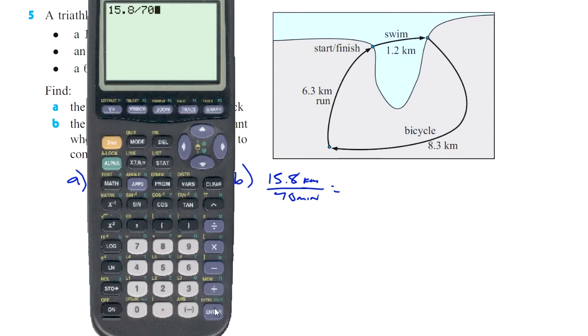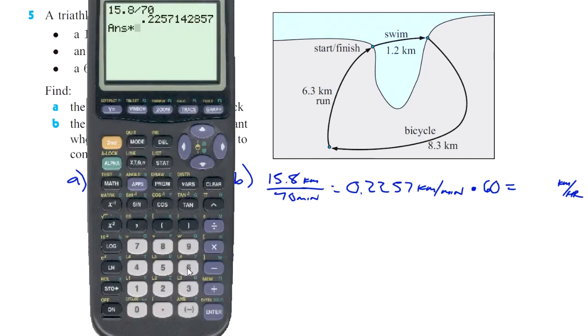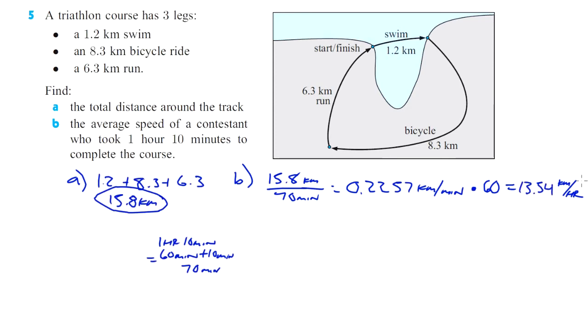15.8 divided by 70 gives us 0.2257, and that is kilometers per minute. Now we usually don't want to figure stuff out in kilometers per minute. We want to figure it out in kilometers per hour. So if it's 0.2257 kilometers per minute, if we multiply that rate by 60, that's going to give us the speed in kilometers per hour. So let's take our answer here, multiply it by 60, and we get 13.54 kilometers per hour is their speed throughout the whole thing.